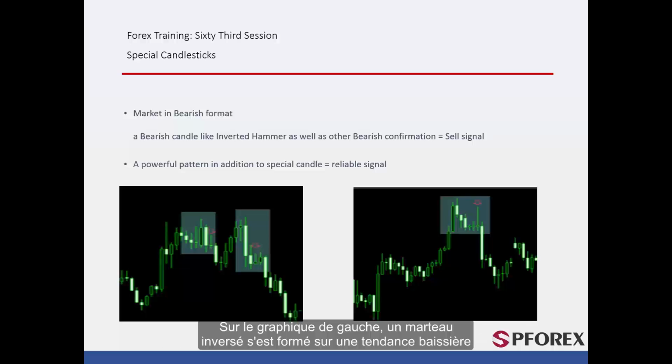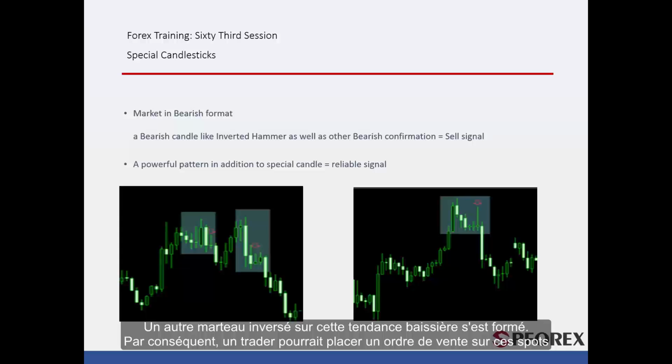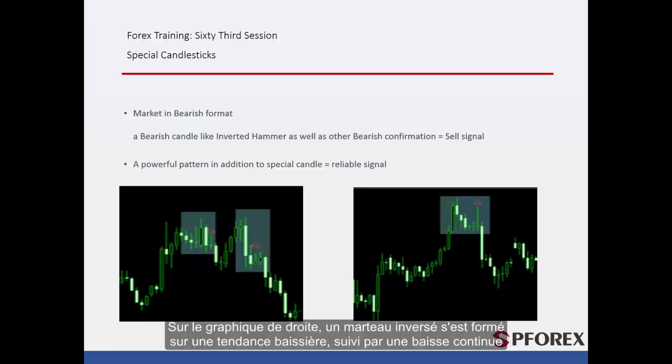On the left graph, an inverted hammer has formed on a downward trend. Another inverted hammer on this downtrend has formed. Thus, a trader could place a sell order on these spots. On the right graph, an inverted hammer has formed on a downward trend, followed by a continuous decline. So, inverted hammer generates continual signals on a downward trend.